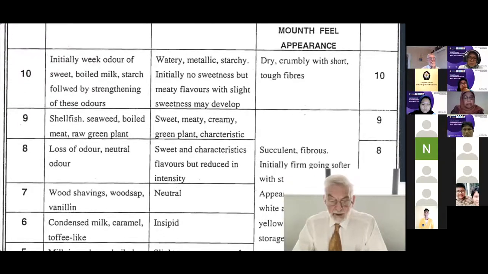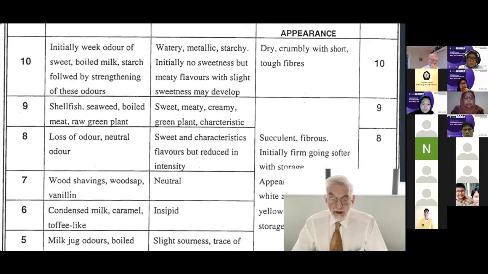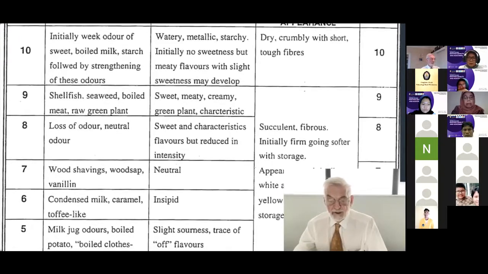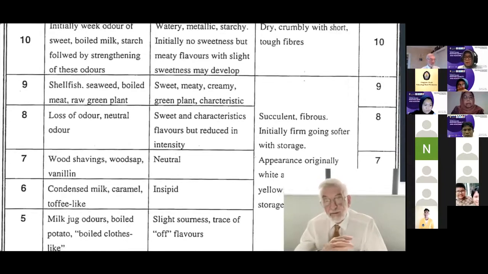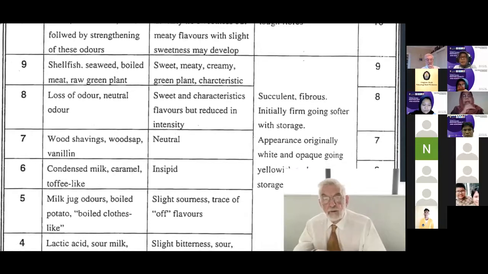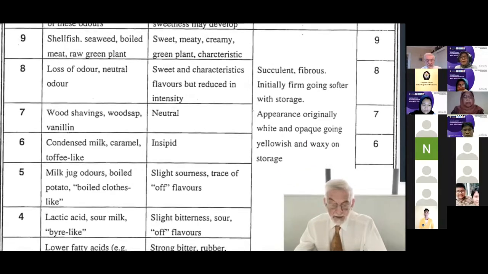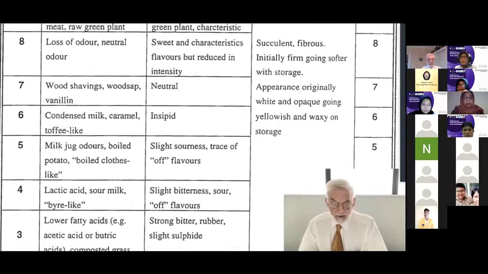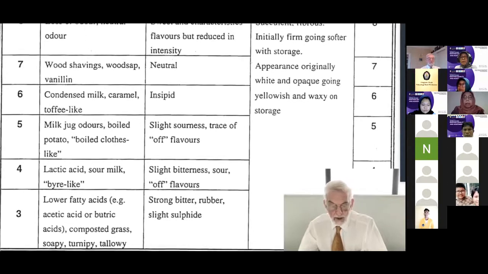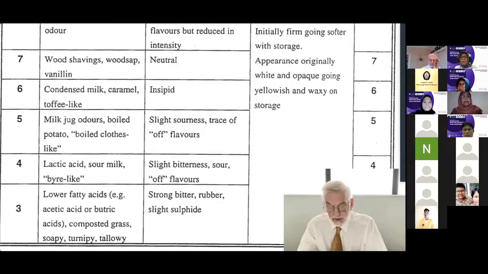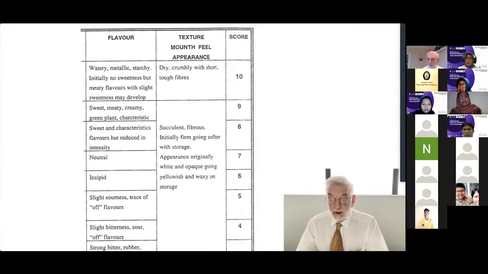And if you look at that, the odours, initially sweet boiled milk, starch, followed by strengthening these odours. Then it goes to seaweedy, which was similar in the gills. Then you have a neutral flavour, which is quite acceptable, and then it starts going off. If you look at 5, we're talking about boiled potato, boiled clothes-like. And when we get to 4, very similar to the gills, lactic acid, sour milk, acetic acid in 3, so going off. The flavour, well, it starts off with some sweetness or meat flavours, and it develops through to neutral flavours and then becoming insipid and off.